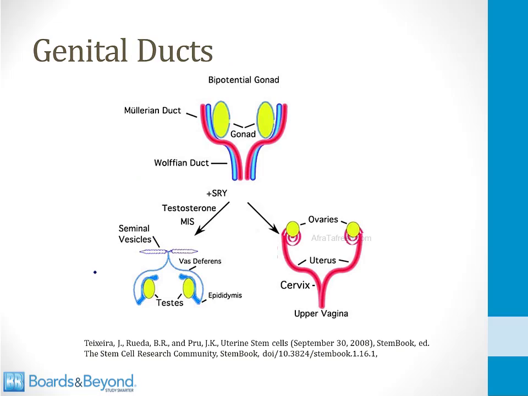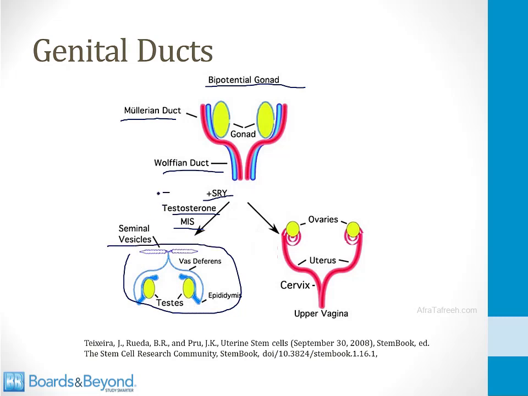And here's a picture to just kind of pull it all together. So the embryo begins with a bipotential gonad, and both the Wolffian and Müllerian ducts are present. If the SRY gene is present in the embryo, then testosterone will be synthesized, and Müllerian inhibitory factor, sometimes called Müllerian inhibitory substance, is also secreted. This will drive formation of all the male structures. If these two factors are missing, in other words, if the baby is female and there's no testosterone or Müllerian inhibitory factor, then the female internal structures will develop.